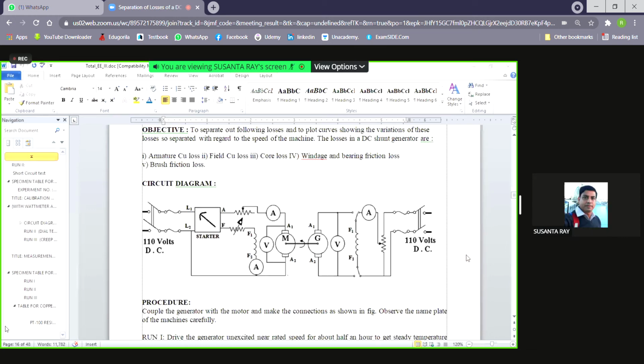Variable terminal, always it will be variable. Variable terminal will not be fixed. The terminal that you can see at the external board, that is fixed.